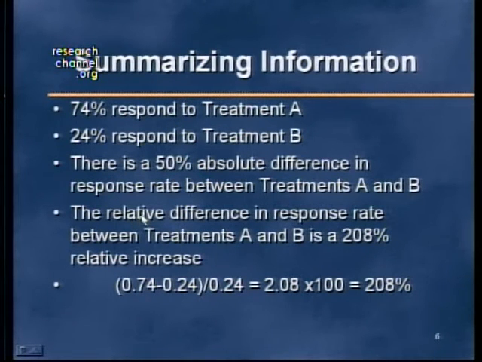We could look at the relative difference in response rate compared to one of the treatments. And so here I could look at the difference between A and B relative to B. So if I took that difference of 0.5, divided it by the response rate in treatment B of 0.24, I would get a ratio of 2.08. And if I multiplied by 100, that would say that the proportional increase in response rate was 208% higher in A relative to B. So you may see it reported as an absolute difference, a relative or proportional difference.